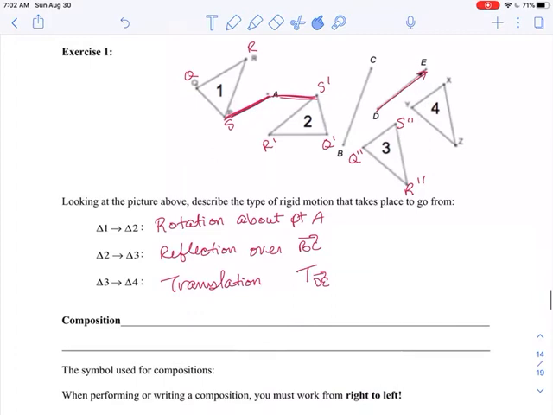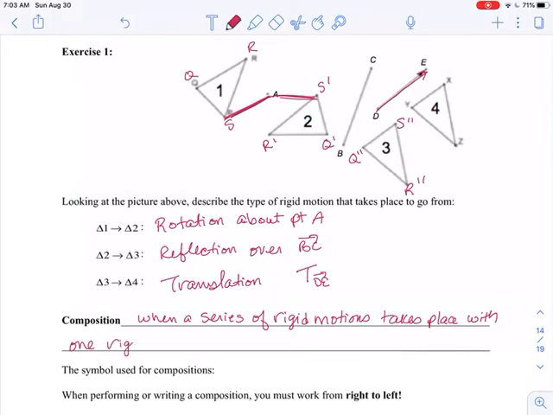Okay, so a composition. This is all compositions. So first I did a rotation, then I did a reflection, and then I did a translation. It's when a series of rigid motions takes place with one rigid motion building off of another.